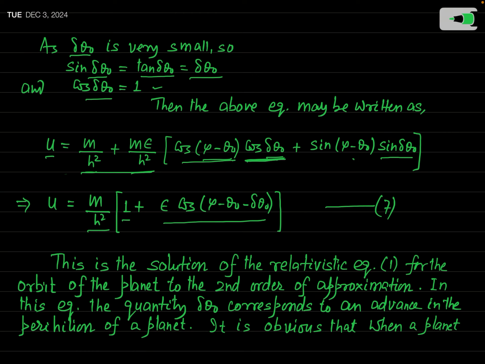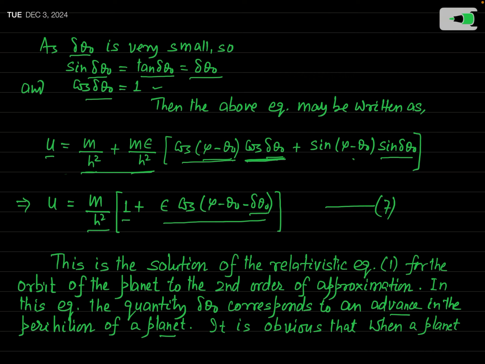Now, as I told you earlier, this quantity delta theta naught which is present here actually corresponds to an advance in the perihelion of a planet. This is the measure of advance in perihelion. So you can see that the relativistic equation of orbit predicts that there will be an advance of perihelion in the orbit of the planet. But Newtonian theory does not predict any such advance in perihelion. In Newtonian theory, it is said that the orbit of a planet is elliptical and it is fixed. The planet does not change its orbit. It always moves along the same elliptical orbit. There is no advance of perihelion or aphelion.